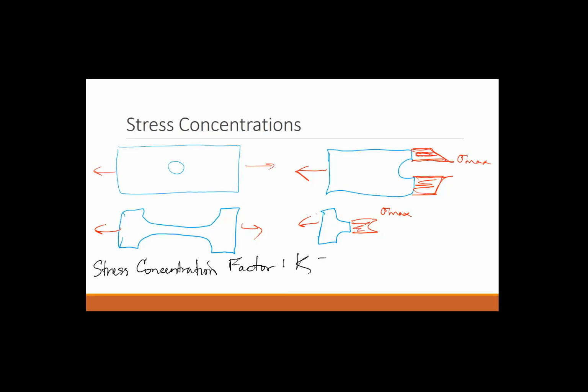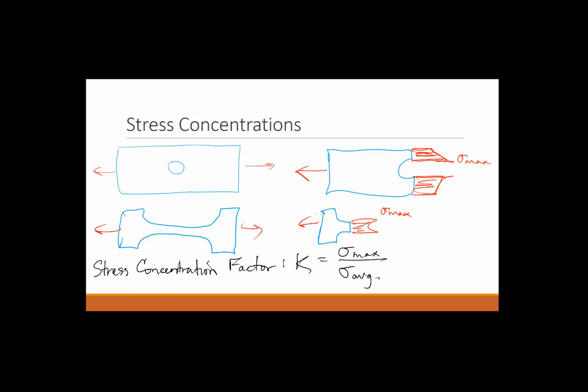Okay. And that's equal to the maximum stress over the average stress. So you can calculate the average stress by taking your force dividing by the cross-sectional area. You can get your stress concentration factor from a table, where you match up your geometry with the values of the table. You then multiply that by your average stress, and that will tell you the maximum stress that you're designing for.